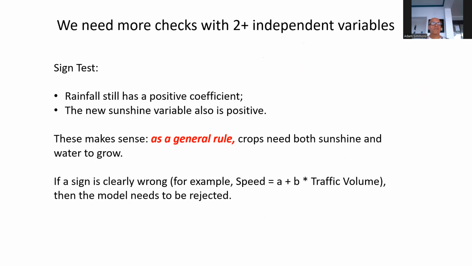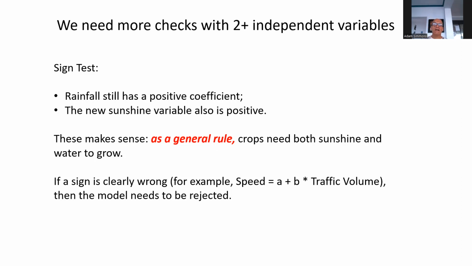Rainfall still has a positive coefficient, which is what we'd expect. In other words, the more rain we have, apart from floods, obviously, we'd expect the coefficient to be positive. And again, sunshine. Generally, sunshine is good, so more sunshine, better crops, better yield, and the new sunshine variable is also positive. So say these do make sense.